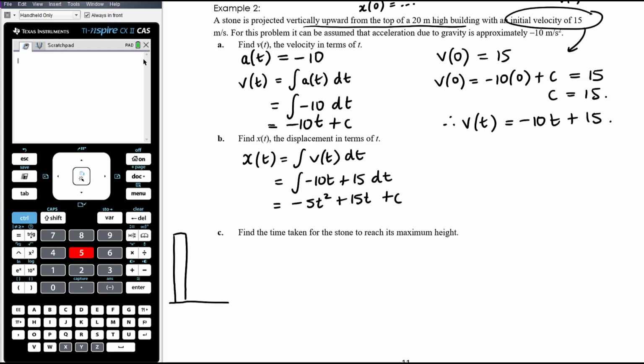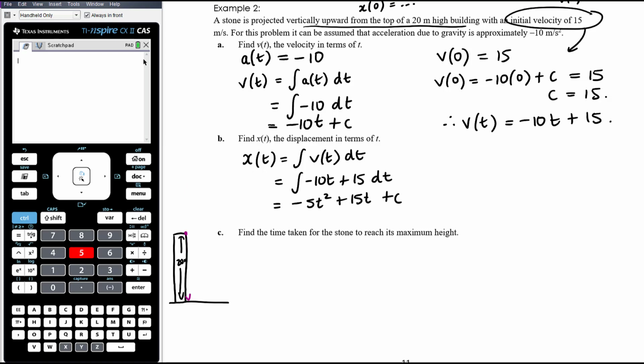So we've got a building that we know is 20 meters tall, and we're projecting a stone vertically from the top of here. So it goes up and then it drops back down and it can potentially come back down to the ground. It's just going straight up and down. So in methods kinematics, we only deal with motion in a straight line. So it's just going up and down.